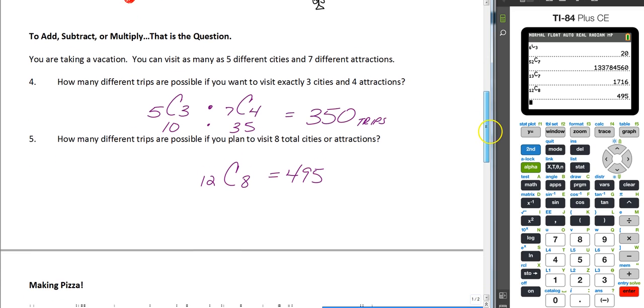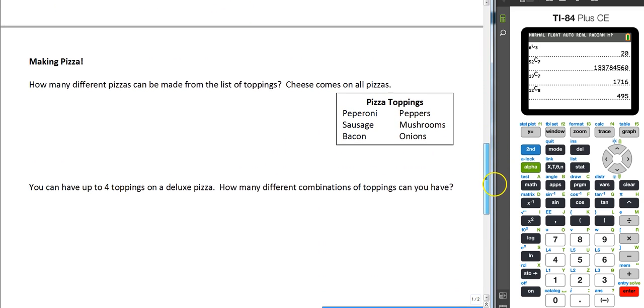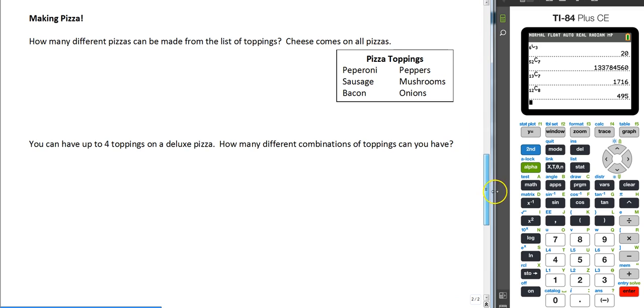So now let's go talk about a question where you would use some addition. And this is because we're going to select a total of different options. So we're going to go have some pizza.